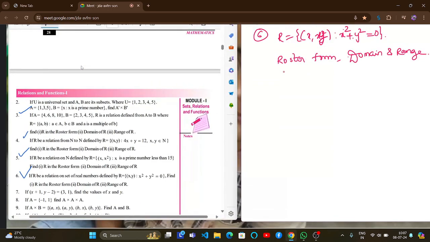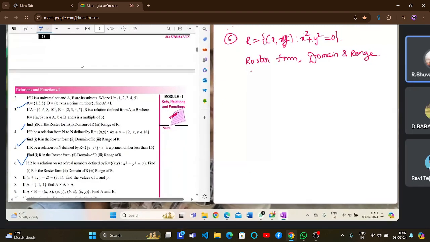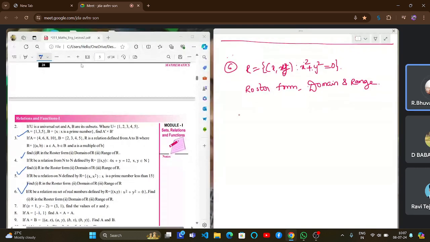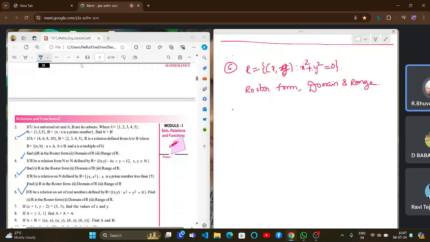Roster form is the set of all elements separated by commas and enclosed within curly braces. So for example, I want the R set. Here we have x square plus y square equals 0. Before that I want the x value from the above equation. So x square equals minus y square. Okay, then x equals square root of minus y square.